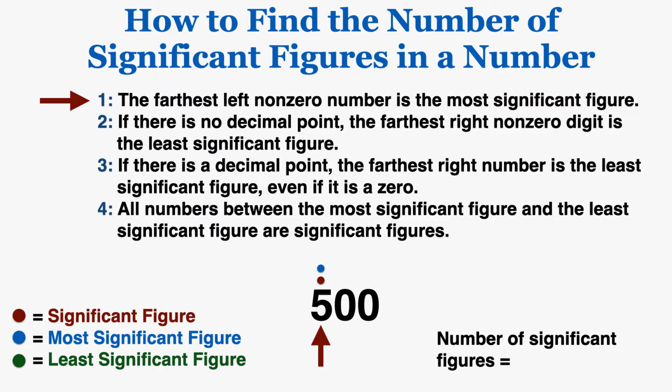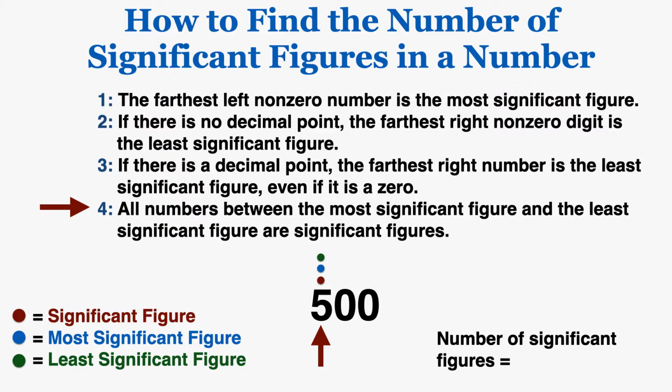The blue dot means it's the most significant figure, and the red dot just means that it is also a significant figure. Rule 2 says if there is no decimal point, the farthest right non-zero digit is the least significant figure. And I can see that I do not have a decimal point, so this rule does apply. So if the other two numbers are both zeros, the farthest right non-zero digit is actually also 5, so that number is also the least significant figure. Rule number 3 says if there is a decimal point, the farthest right number is the least significant figure, even if it is a 0. That would apply if we had a decimal point, but we don't, so we're going to skip that rule.